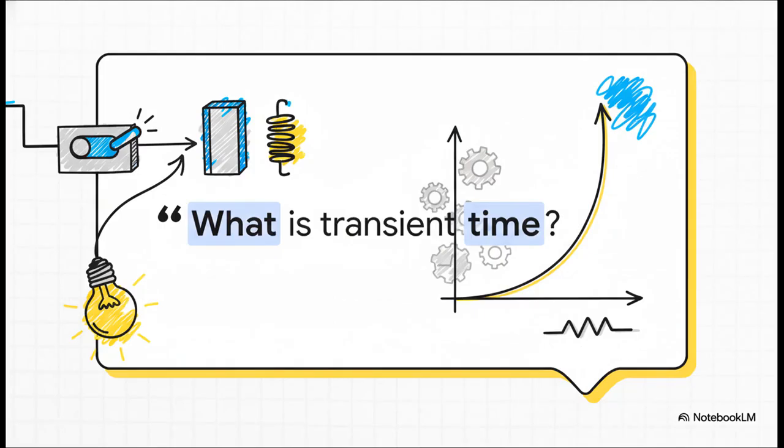There's this one question that pops up that I just love for how simple it sounds. What is transient time? It's not just asking for a textbook definition. It's asking you to think about what happens in that moment of change, that instant when you flip a switch. It's asking about that in-between moment, the physics of how a system gets from one stable point to another.